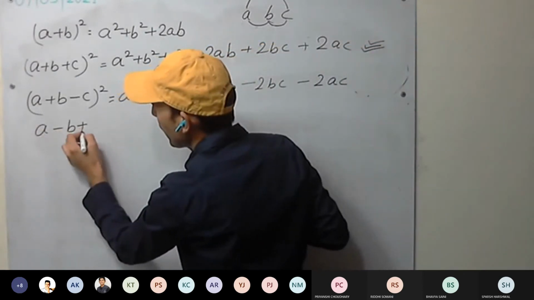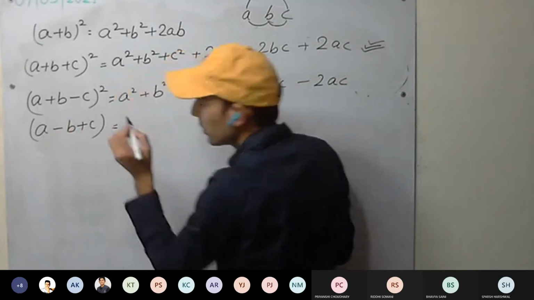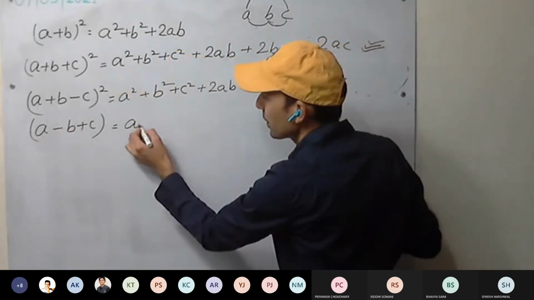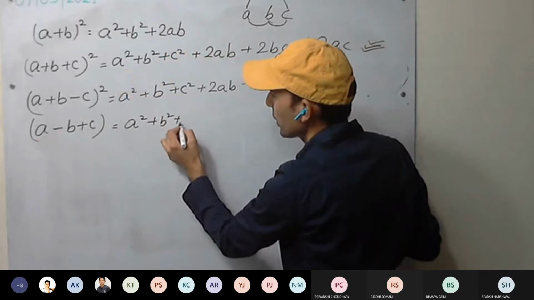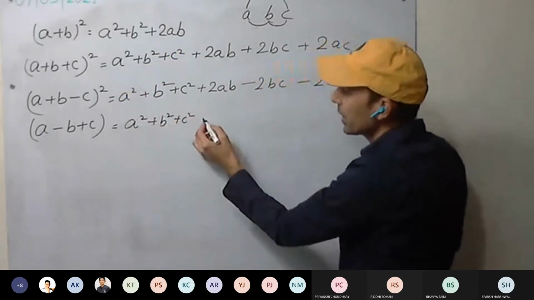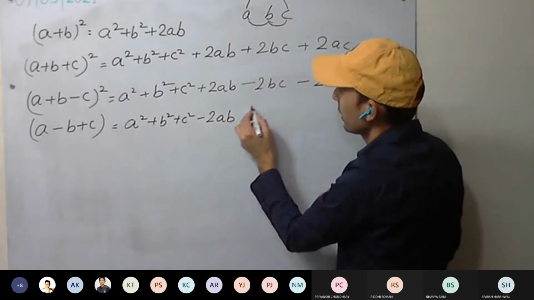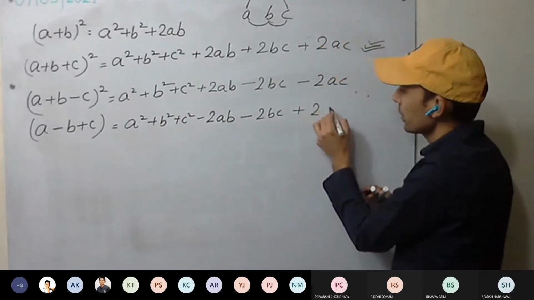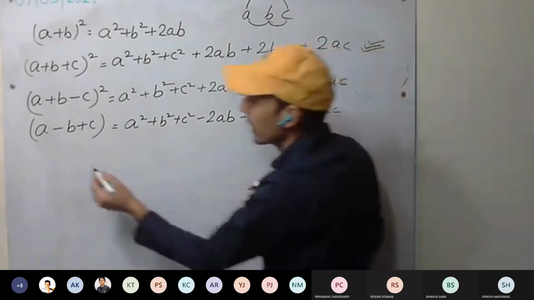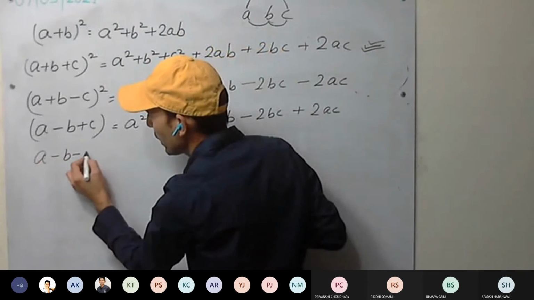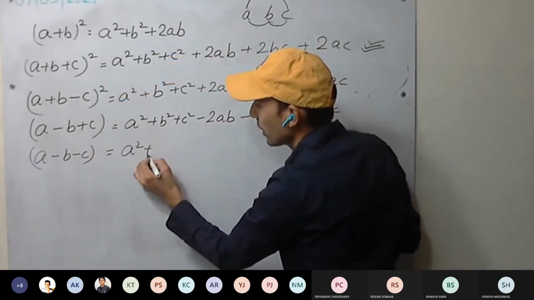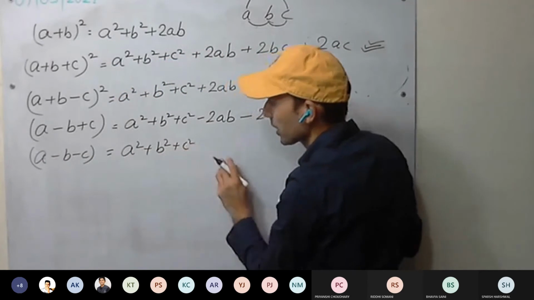Okay, next one. A minus B plus C. Again the same, A square plus B square plus C square. Now B is negative, so minus 2AB. Wherever B is there, it will be negative. Plus, A and C both are positive. Okay, next one. A minus B minus C. A square plus B square plus C square.